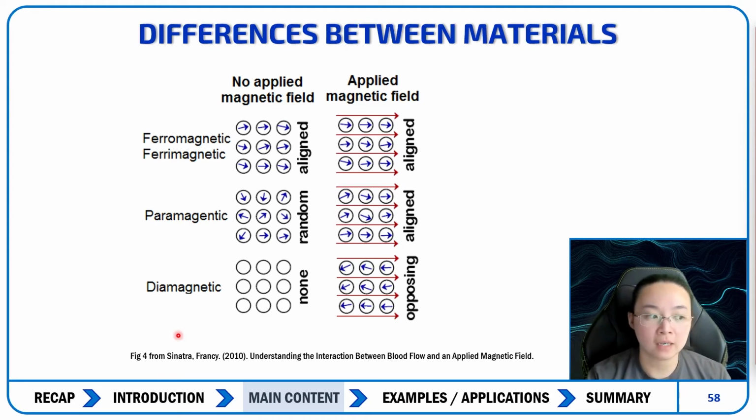With diamagnetic materials, it's a little bit different. There are no intrinsic magnetic moments, but if you apply an external magnetic field and change it, there's going to be an opposing magnetic field within the object, which causes the atoms to be aligned in an opposing manner to the original applied magnetic field. So that part is important to know.